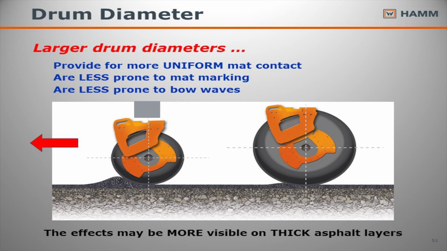With a bigger diameter roller, your angle of attack is a lot less. So now you got more mix going underneath the drum, better chance of getting compaction, and you're going to reduce that bump you're going to have when you come to a stop.